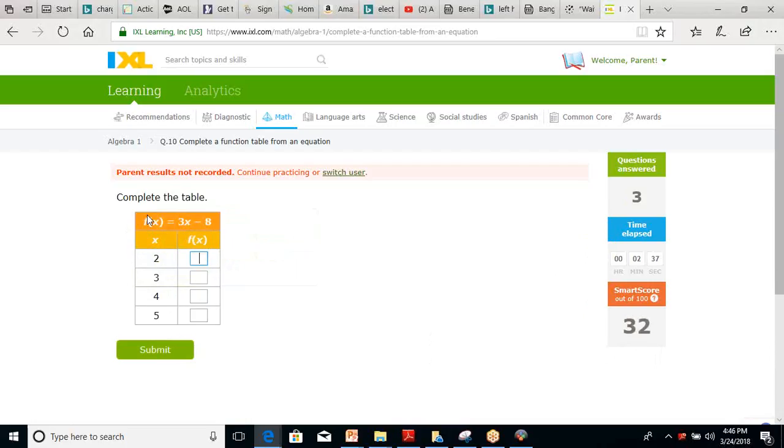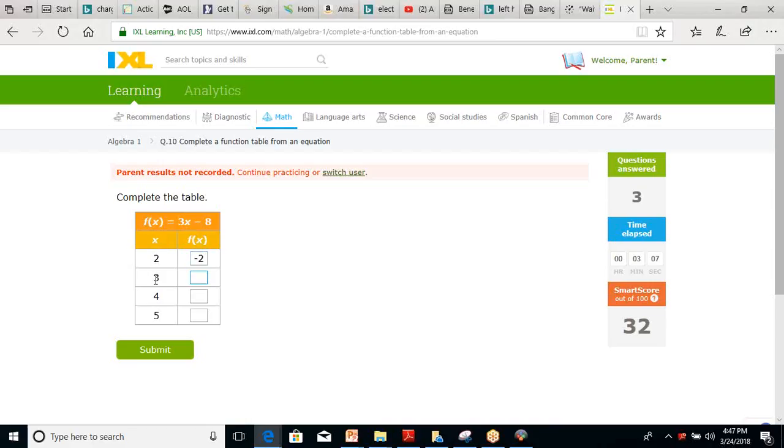Now, this is the formula that tells you how fx varies with x. Fx varies with x, 3x minus 8. If x is 2, so you're going to get 3 times 2, 6. 6 minus 8 is minus 2.